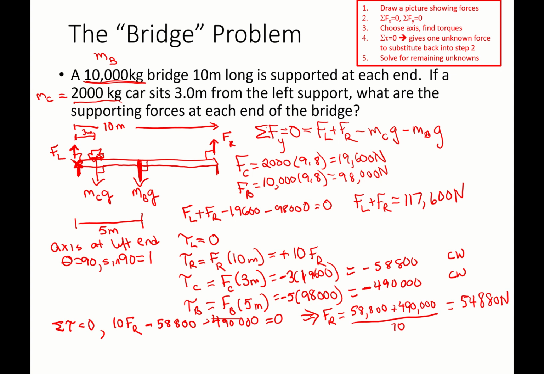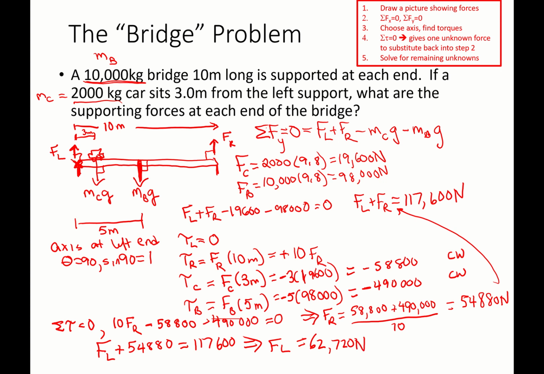Okay, so I've got one of my unknowns. Now I can take that and put it up into my equation from the forces and find what my force on the left is. So my force on the left plus the force on the right, 54,880, is equal to 117,600. So that means the force on the left is equal to 62,720 newtons.